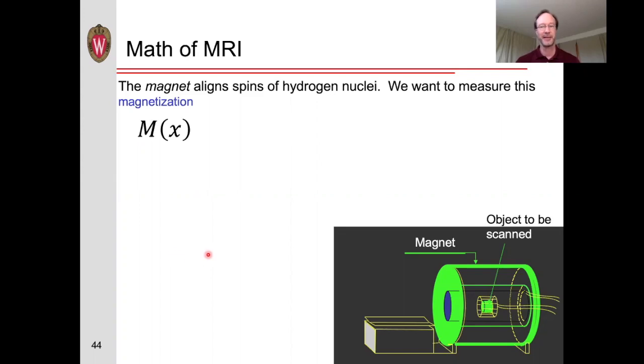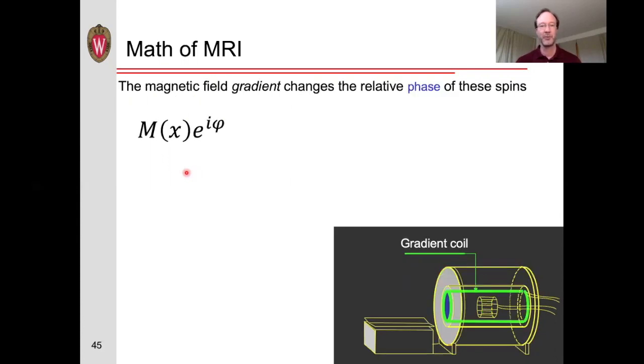Now this creates a net magnetization, M, and this is basically the goal of MRI. That's what we want to measure. So what do we do? First thing is we send in a radio wave that tips the magnetization into the transverse plane. And then in order to encode the position, we add a magnetic field gradient. So what does this gradient do?